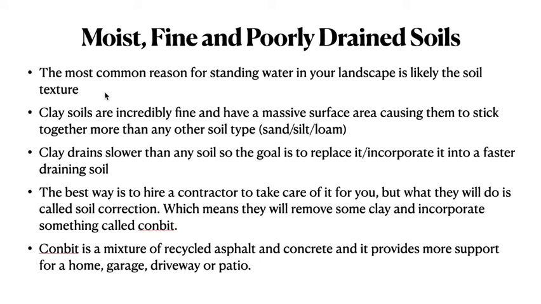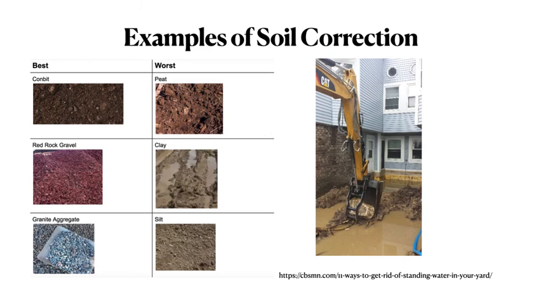So the goal is to replace it or incorporate it into a faster draining soil. So the best way is to hire a professional to take care of it for you. But what they'll do is called soil correction, which means they will remove some of the clay and incorporate something called Conbit. Conbit is a mixture of recycled asphalt and concrete, and provides more support for a home, garage, driveway, or patio, and will also drain a lot better than clay.